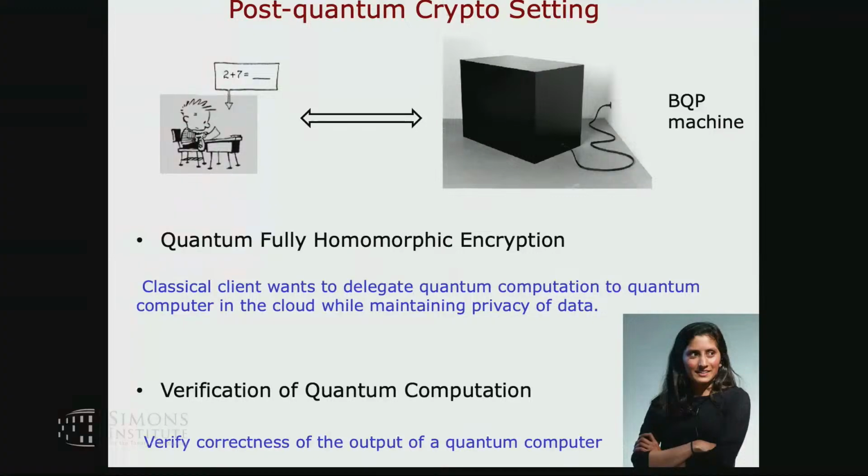Okay, so there's one other setting in which you can study this problem again. We'd like to come back to one quantum computer and a fully classical verifier. And in this setting, could you actually verify that this quantum computer was doing what it claimed to be doing?